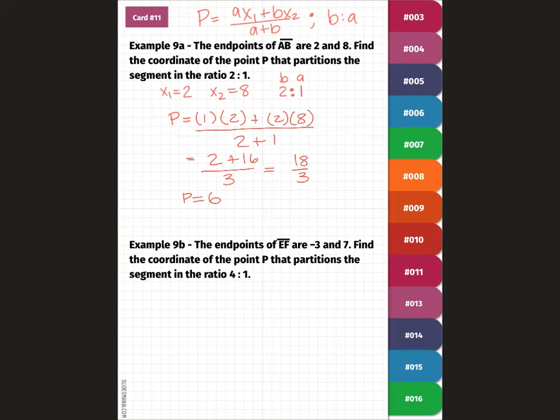And again, I'm going to go ahead and draw this one out so that we can make sure we see it and understand what we have done. So let's say here's 2, 3, 4, 5, 6, 7, 8. Here's 8. Okay. So at 2, I have A. At 8, I have B. And I have now just found P, which is at 6. So 2, 3, 4, 5, 6. So here is P. It's at 6.